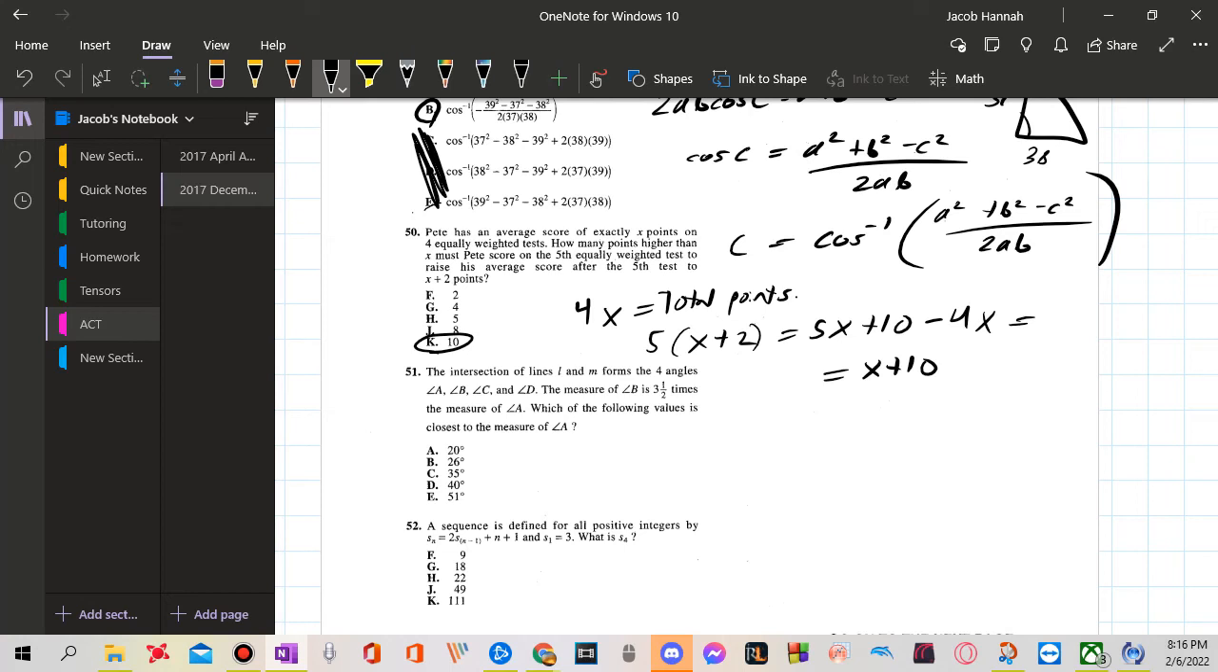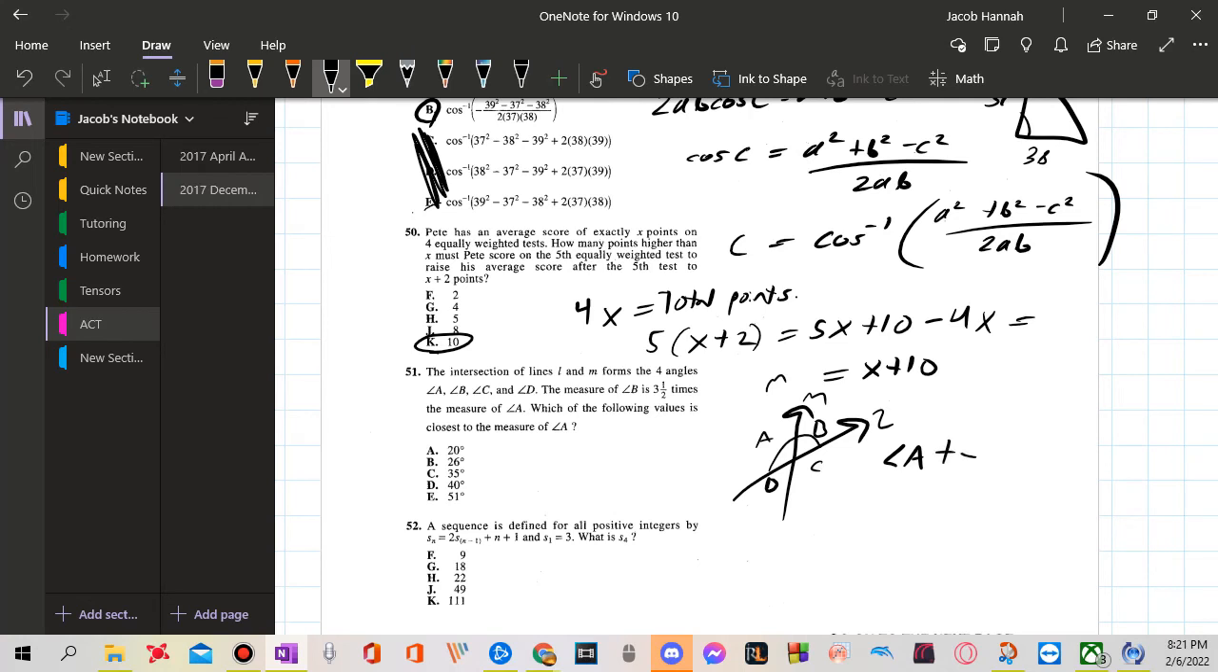So he needs to score 10 points higher. Alright. So cool. The intersection of lines L and M. And M. So this is going to be 180 degrees. So let's say that this is A, B, C, D. Alright. So let's do, you know, this one. So let's say, you know, this line, this intersection.